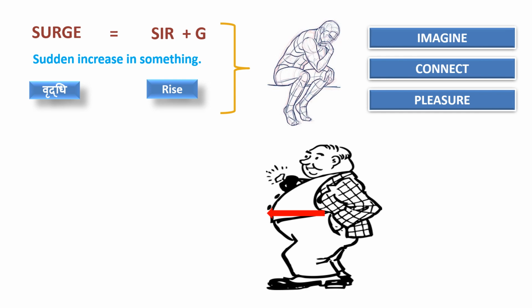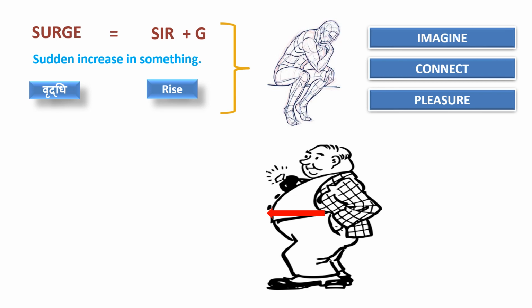उसकी tummy बहुत ज़्यादा बढ़ गई. So there was sudden increase in his tummy. So now, if we will correlate the word surge with this story, we will never forget the meaning of surge. उनकी tummy एकदम से बढ़ गई. So the meaning of surge is sudden increase in something.